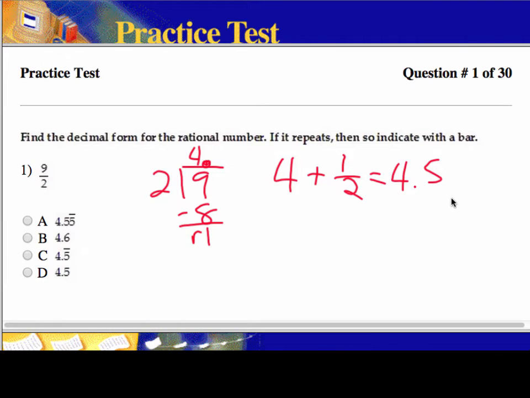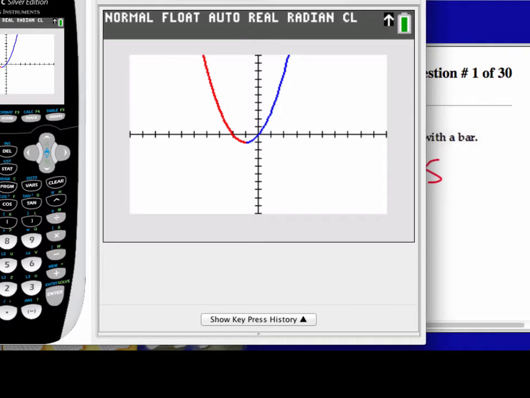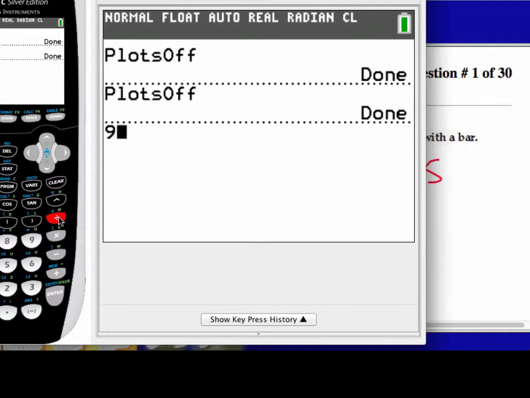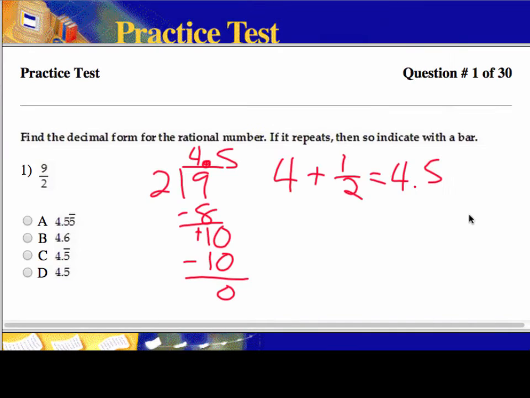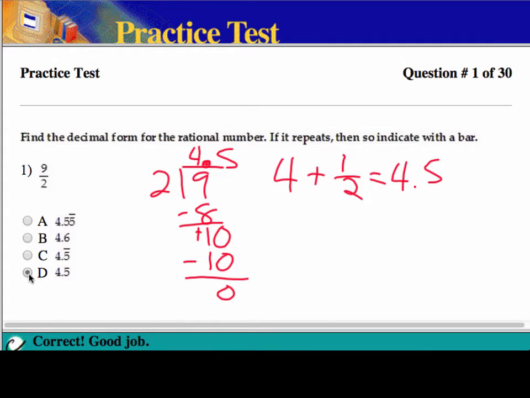And we could have done that another way, too. We could have put the decimal here, put down an extra 0. And then 2 goes into 10 five times, and that would give us 10, right? You guys remember how to do that? Or you could just do it on the calculator. We could go 9 divided by 2, and the calculator would do it. On a standardized test, you just do the calculator. Just make sure you hit the right number. So 4.5, correct, good job.